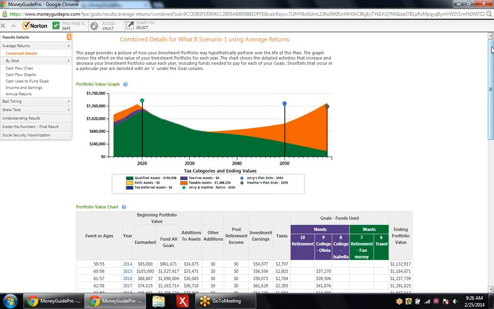So that's how you use the what if scenario buttons on the MoneyGuide Pro software. This is something that you and I will probably spend a lot of time on during our review meetings, and I'll help you with it if you have any questions and during the meeting.